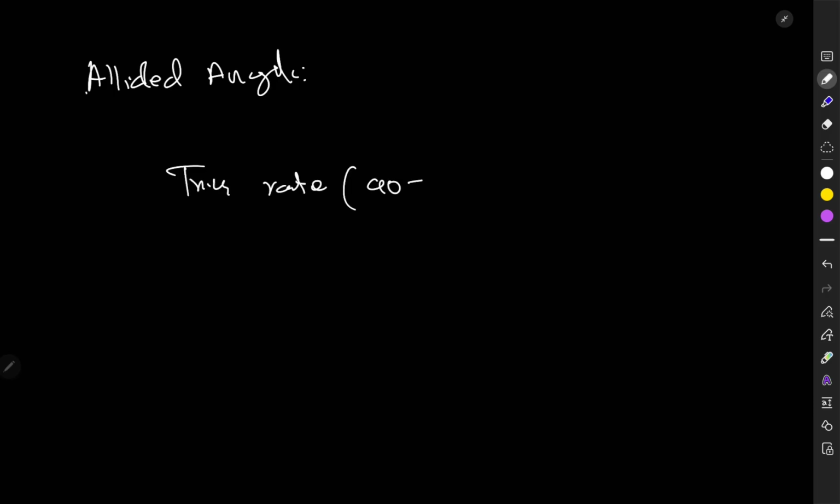Now let's learn allied angles. Let's go a bit faster because we have gone 30 minutes now. If there is a trigonometric ratio of 90 plus or minus theta, what is it equal to? Whenever there is 90 or 270 plus or minus theta, we change the corresponding trigonometric ratio.